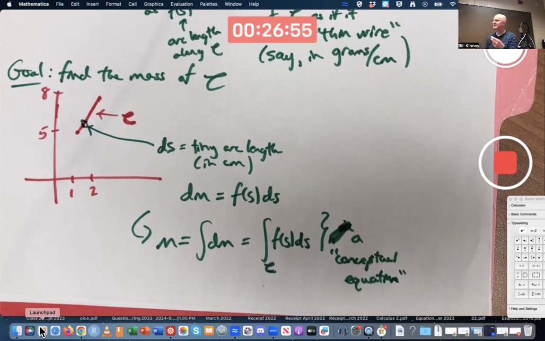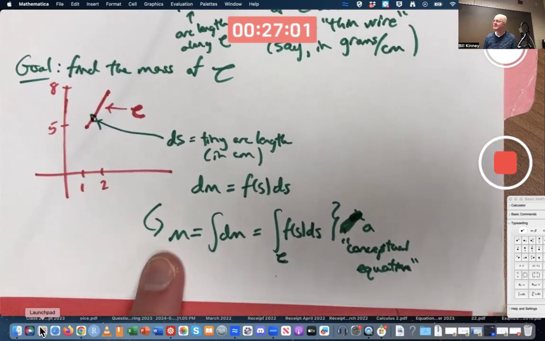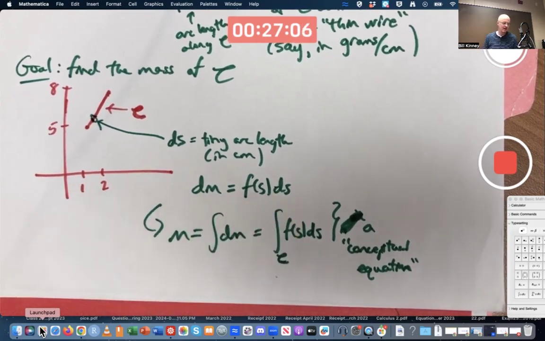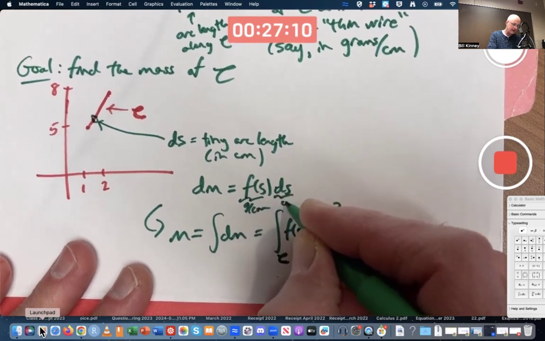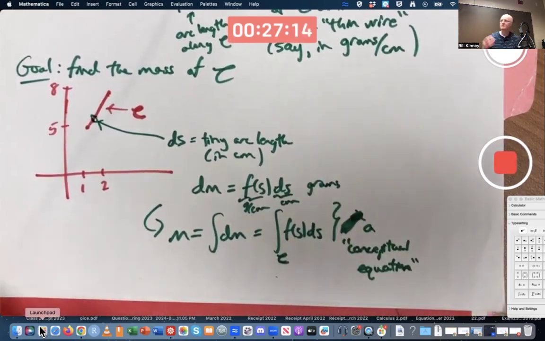You imagine the integral as being adding. You imagine the dm's as being tiny masses. You're adding up the tiny masses to get the total mass. Those tiny masses themselves can be thought of as products of densities in grams per centimeter times lengths in centimeters, giving you a quantity in grams. The units would be grams for the f of s ds and also for the integral.